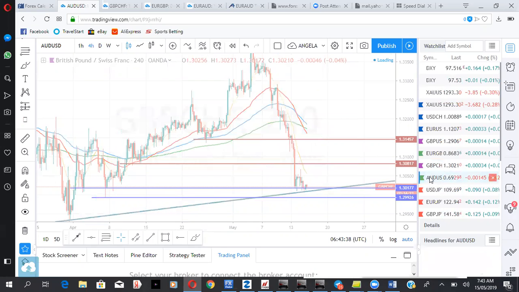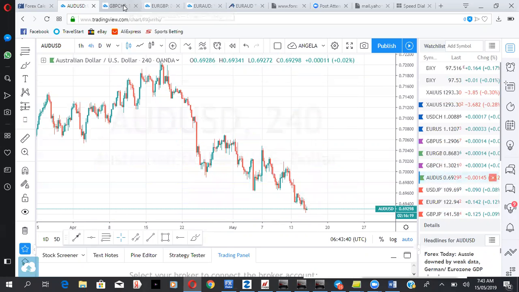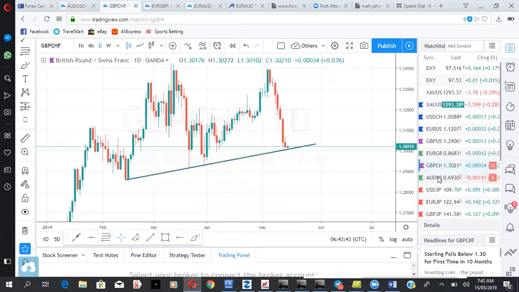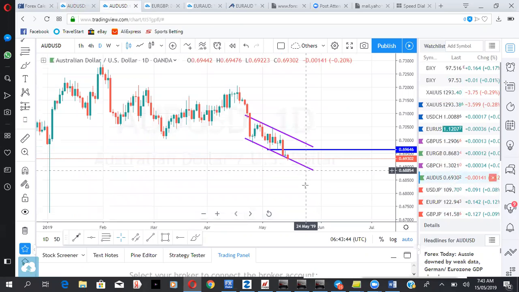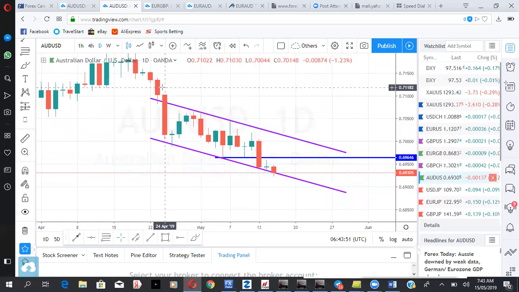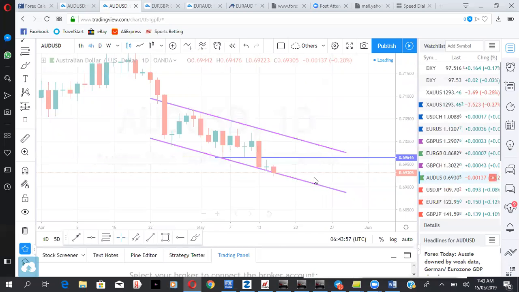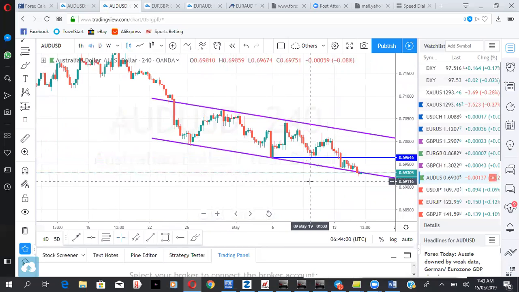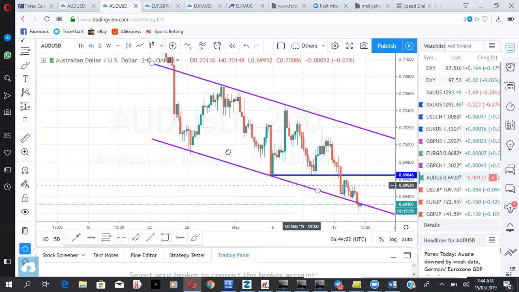Next we'll be looking at the AUDUSD. Looking at the AUDUSD from the daily point of view. Well, yesterday closed as an indecision candle, but if you notice, price is in this downward sloping channel. This channel needs to be properly broken.